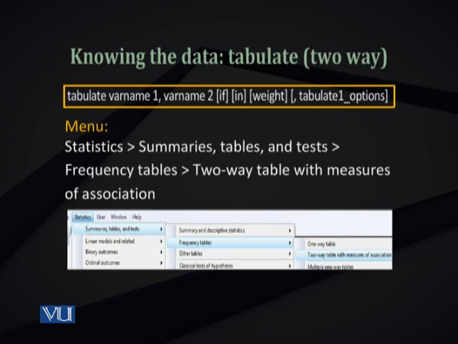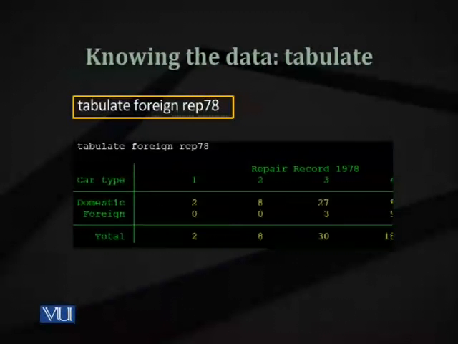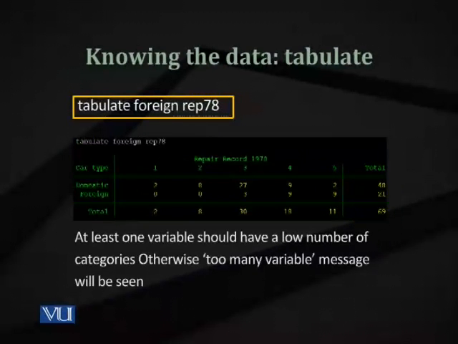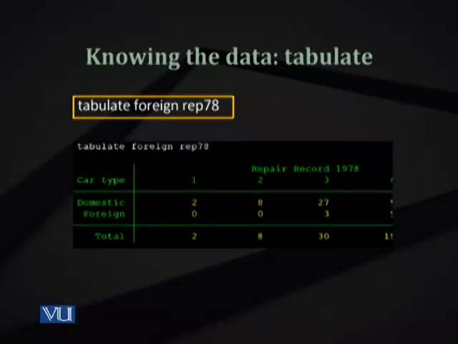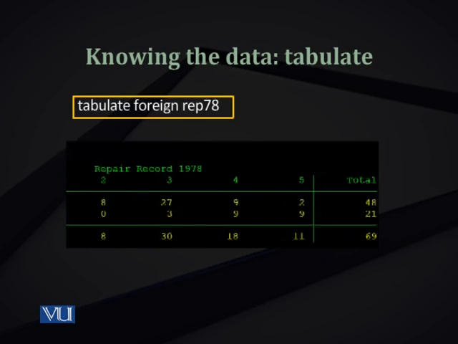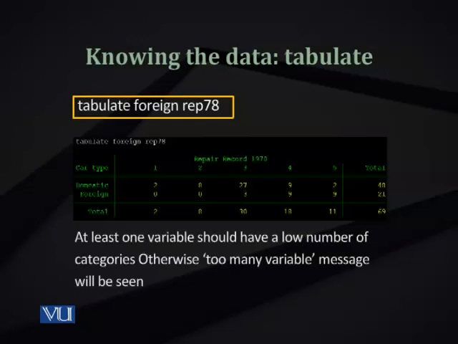You type tabulate foreign and rep 78. Remember that foreign had two categories. So it is easy to get two-way tables for that. Repair 78 had 5 categories. So look at the results. When you typed tabulate foreign and rep 78, you have the car types in the first column, that is the variable foreign, which specifies whether the car is local or imported. And then you have the repair record 1978 as 1, 2, 3, 4, 5. Now you have frequencies of each of the values which lie under this category.